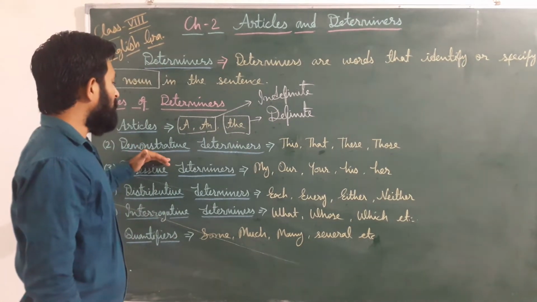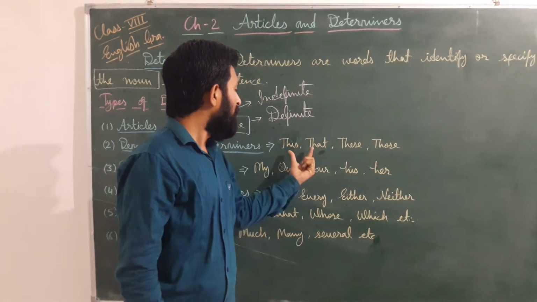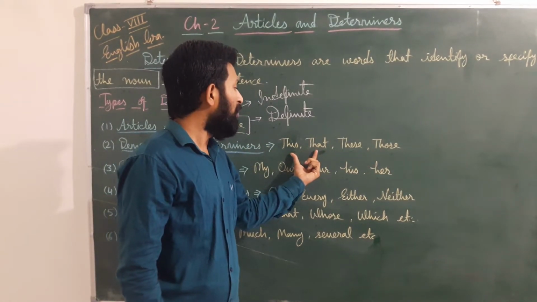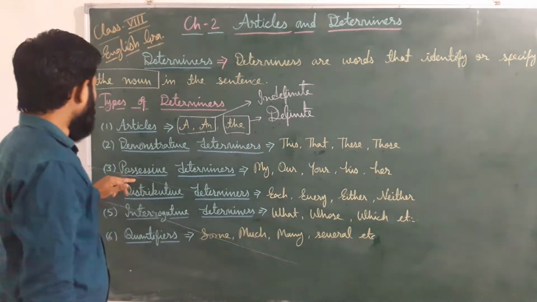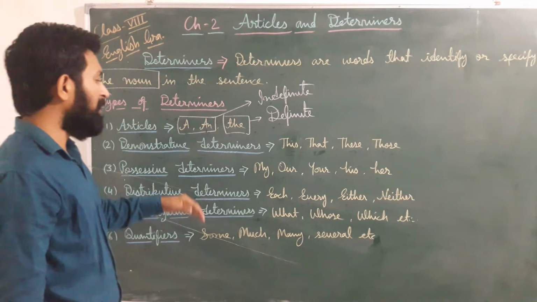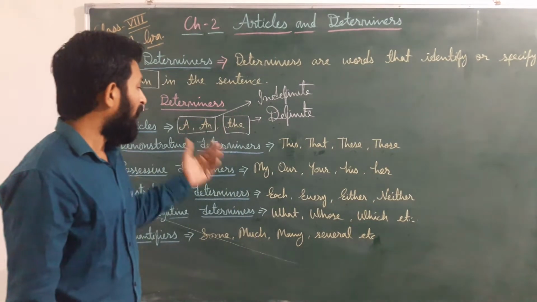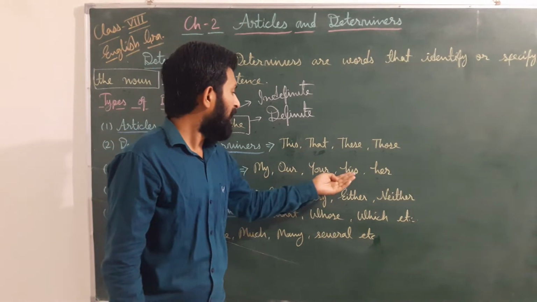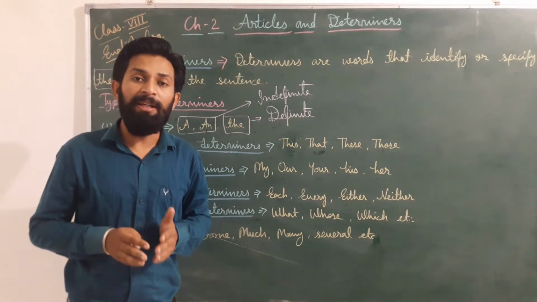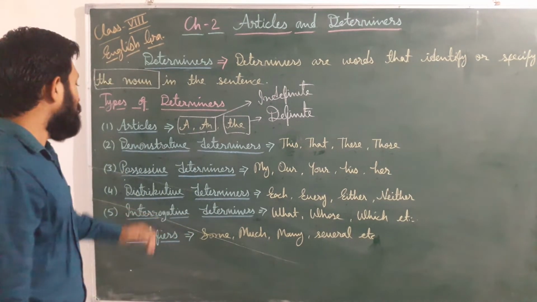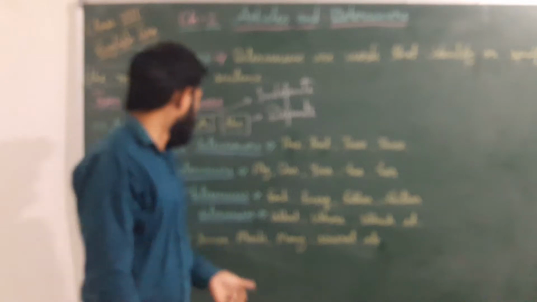If we talk about demonstrative determiners, they are this, that, these and those. This and that are used for singular nouns, and these and those are used for plural nouns. Now possessive determiners show possession, like my: this is my chalk, this is my board. Our, your, his, her. That type of word which shows possession is known as a possessive determiner. Distributive determiners show distribution, like each, every, either, neither.